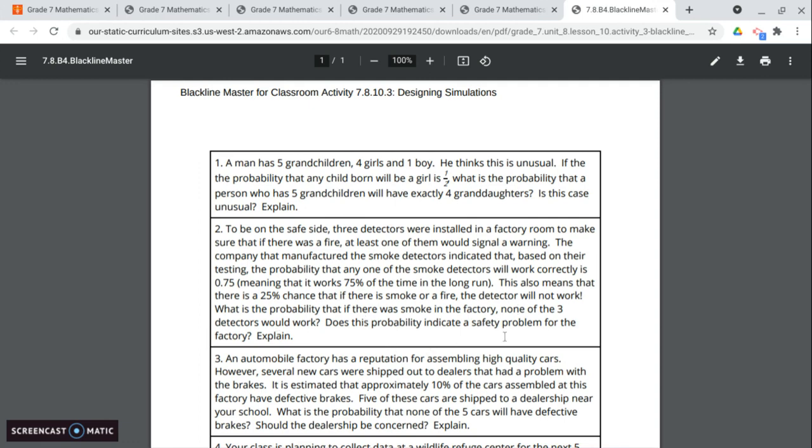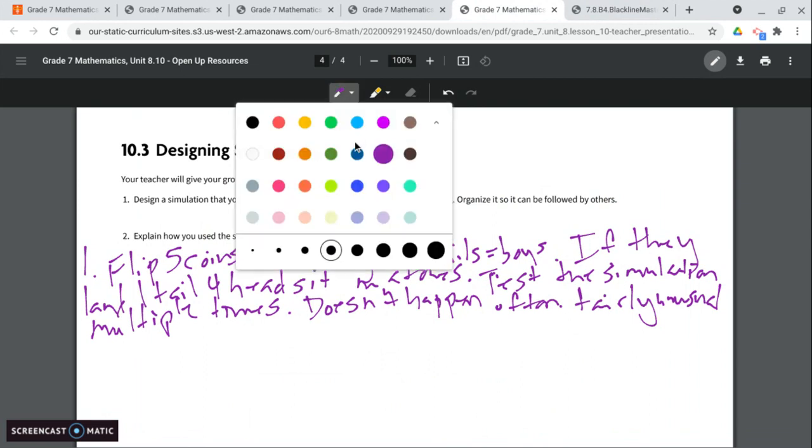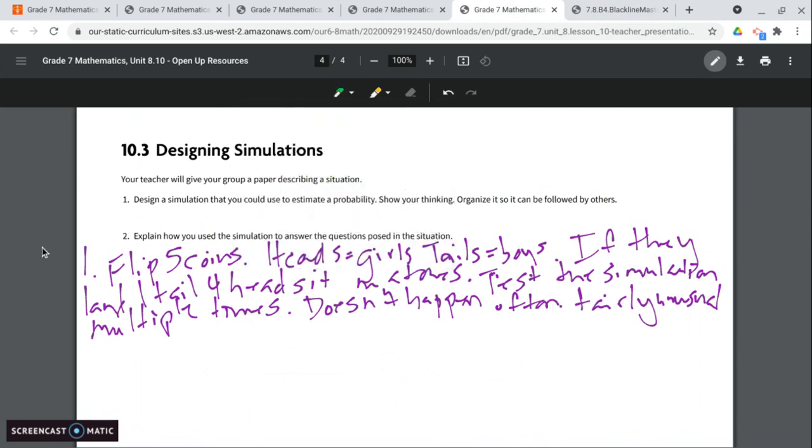Does this probability indicate a safety problem for the factory? Explain. So I'm going to change the color to make this easier to differentiate between.